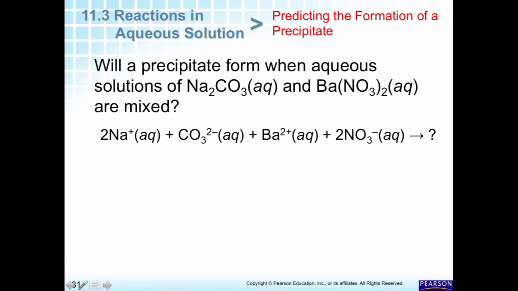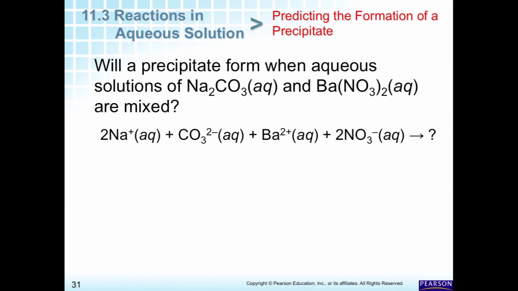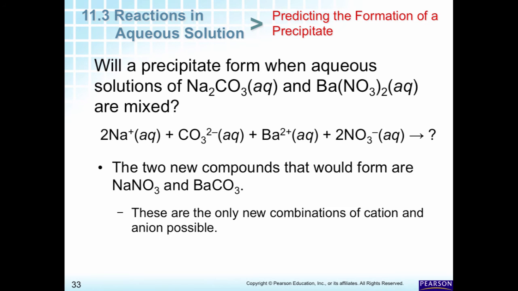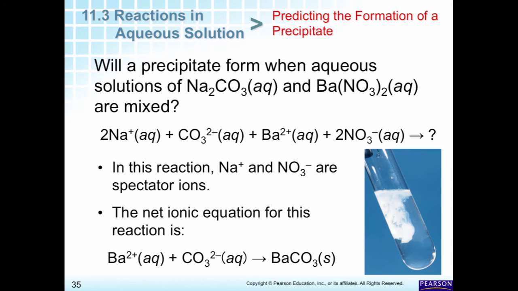So if we go back, carbonates. The only carbonates that are soluble are alkali metals and ammonia. Barium is not that, so barium carbonate will be insoluble. It will be a precipitate. Those are the 2 possibilities. As I said, sodium nitrate is soluble, barium carbonate is not. So that's a summary of what I said. Now, yes, we will get a precipitate.